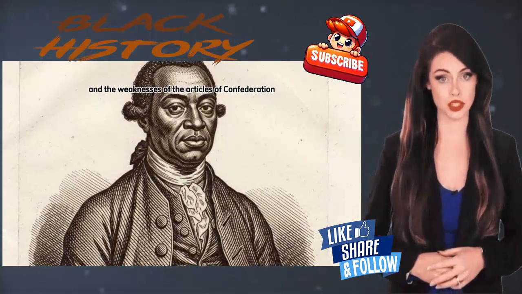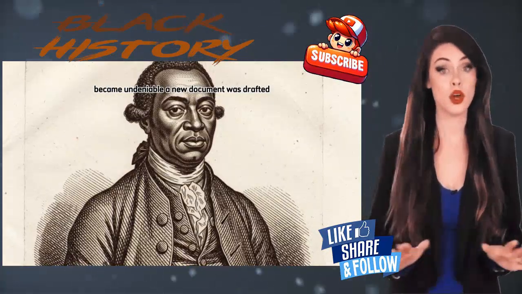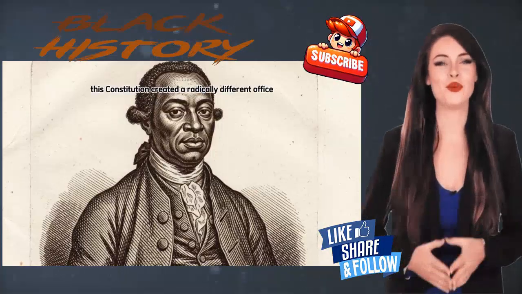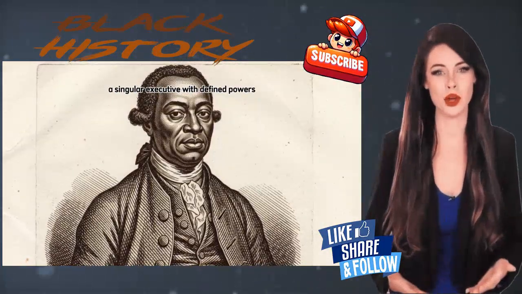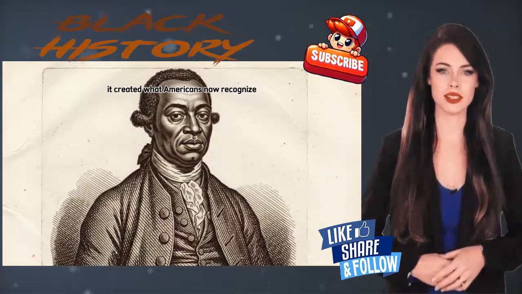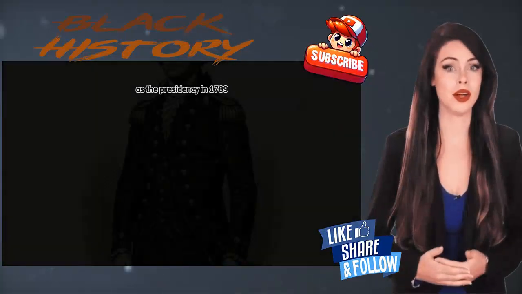Why? Because after the war ended and the weaknesses of the Articles of Confederation became undeniable, a new document was drafted, the Constitution of 1787. This Constitution created a radically different office, a singular executive with defined powers, independent authority, and national visibility. It created what Americans now recognize as the presidency.